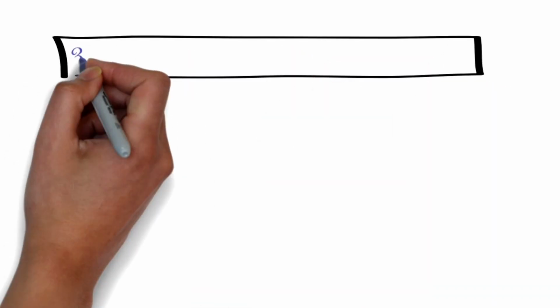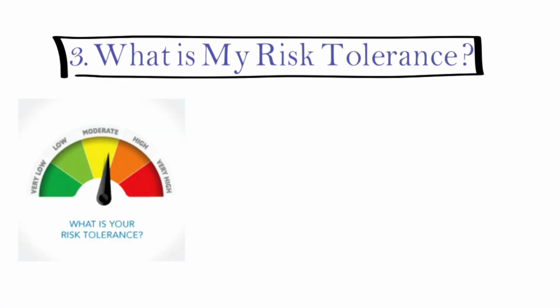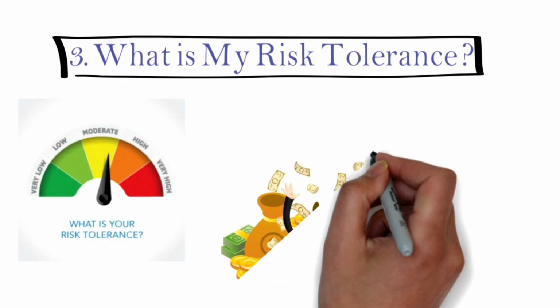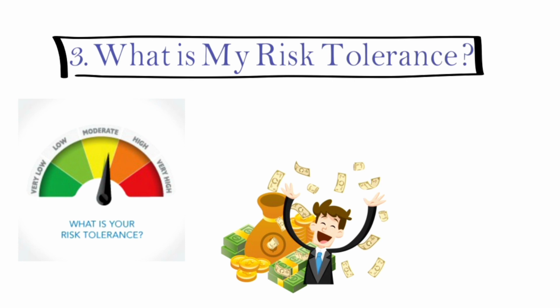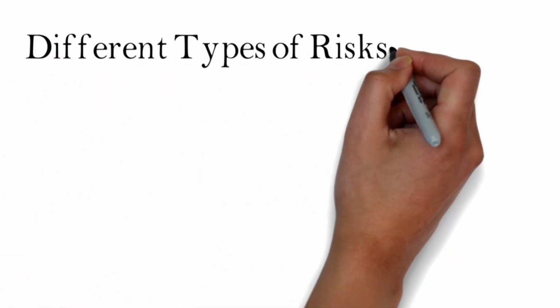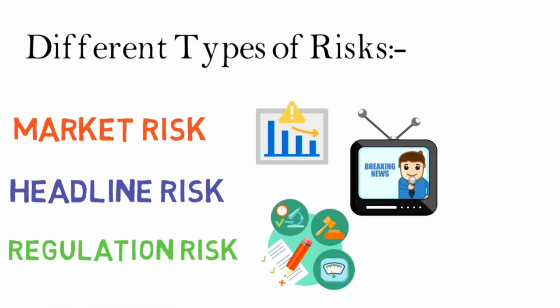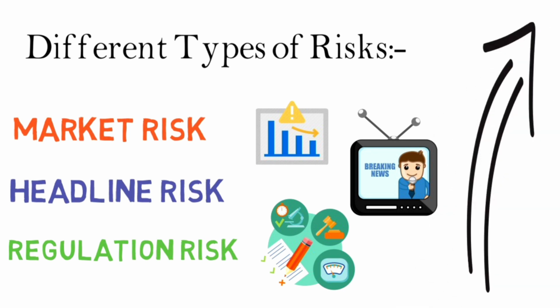Number 3. What is my risk tolerance? Understanding investment risks and your tolerance level is critical for successful investments. Every individual has a different tolerance to risk. When you invest in the stock market, your principal amount is exposed to several types of risk like market risk, headline risk, regulation risk, etc. Now we have discussed all these kinds of risks in chapter number 13. You can click on the I button to watch that video.